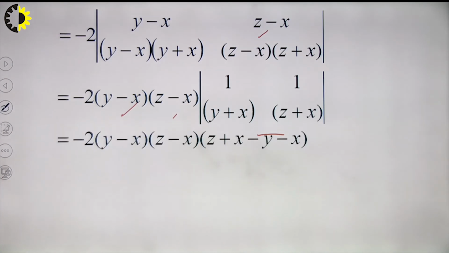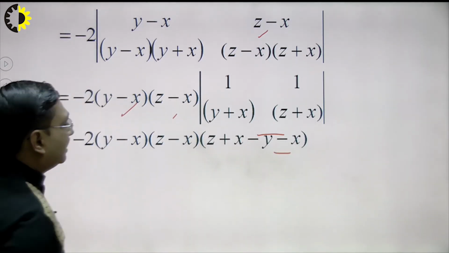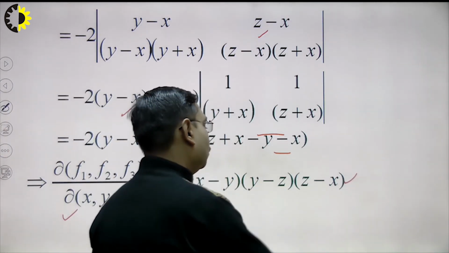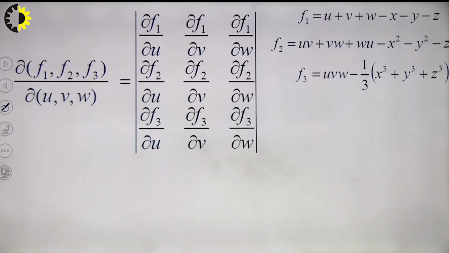It can be expanded easily, and expanding this determinant, I obtain z plus x, minus y minus x. So, the value of this Jacobian del f1 f2 f3 over del x y z comes out to be minus 2 x minus y, y minus z, z minus x. Now, we move towards another Jacobian which was required.